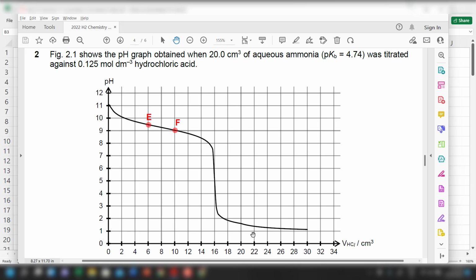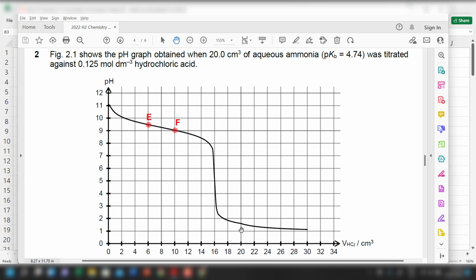So for this particular question, we have aqueous ammonia being pipetted out. It is being placed in the conical flask, and in the burette, we have a strong acid, in this case hydrochloric acid, and is being added dropwise, and this titration curve is being plotted out. So today I'm going to show you how this can be done.